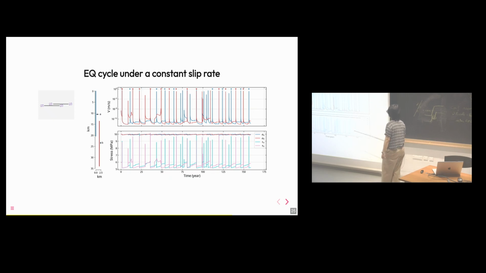What is good and bad about a constant slip rate is that it will actually control your normal stress to stay really, really close to the initial value. So what it means is that it really cancels out the fault interactions.